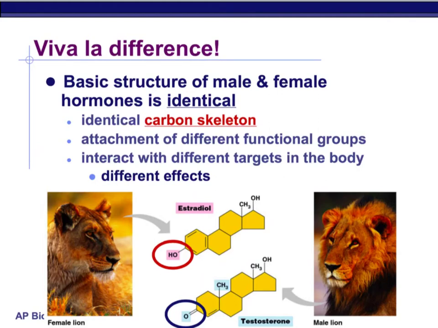So let's look at another example. This is another example of how function and form go hand in hand. We're all familiar with hormones. Males and females both have them. The classic example is males have testosterone and females have estrogen. The correct name for estrogen is estradiol, by the way.